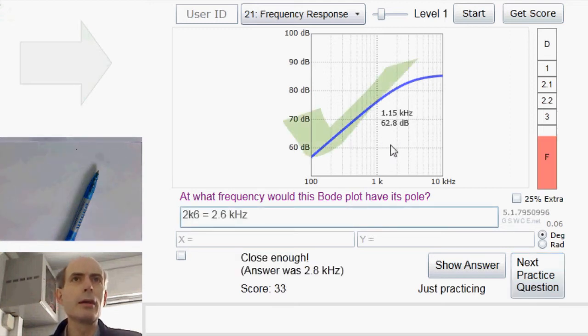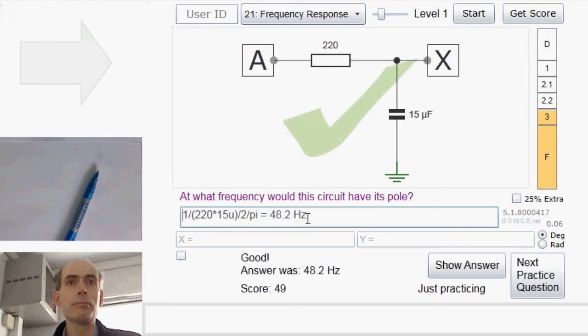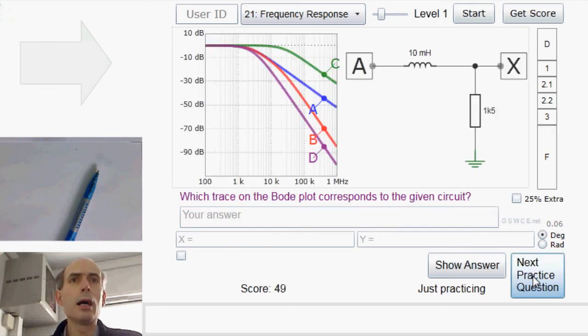Yes, it is. Great. Another very simple one, just like level 0. Should know how to do these by now. 220 times 15 micro divided by 2 divided by pi. Fine. And another one here with 4 to choose from.